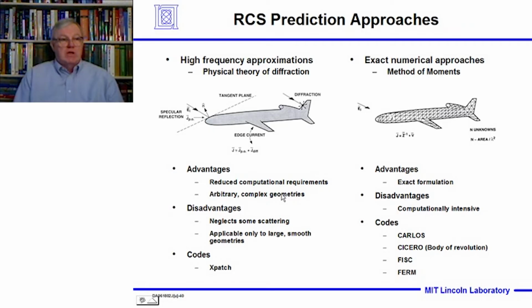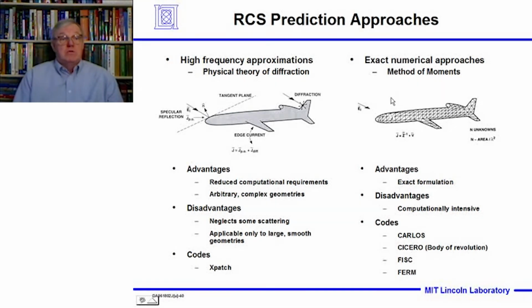But there's no free lunch ever in this business. It neglects some of the scattering effects. And like diffraction, I'll give you an example. Say, for instance, the wave comes in, it hits this wing, and then bounces off another wing. You know, the interactions it doesn't handle well. And it's applicable only to large, smooth geometries. So it's got stuff that has issues with it.